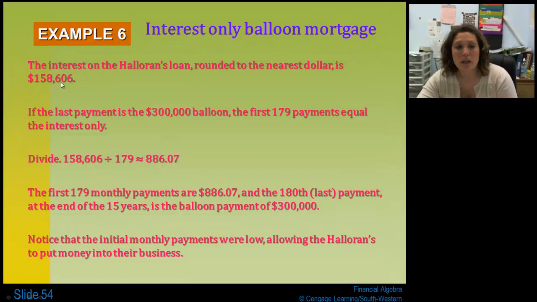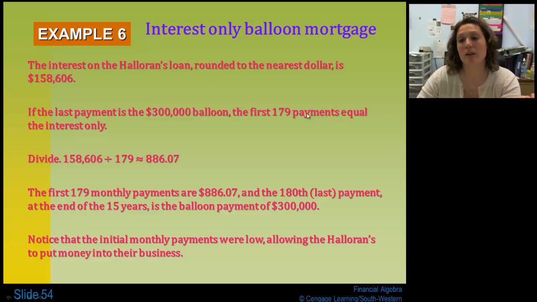Now, the interest that they pay, again, is $158,606. So if the last payment is the $300,000 balloon, so that's what the actual mortgage was originally, the first 179 payments equal the interest only. Now, 15 years times 12 payments is 180 payments. The last payment has to be the whole mortgage. So we're going to divide the interest by 179 payments, which works out to be $886.07.